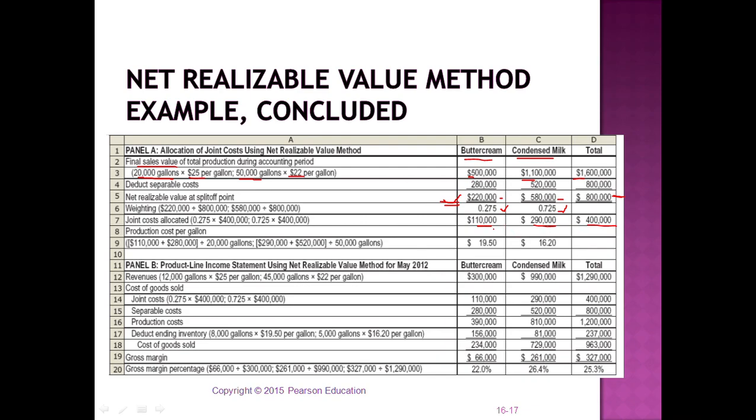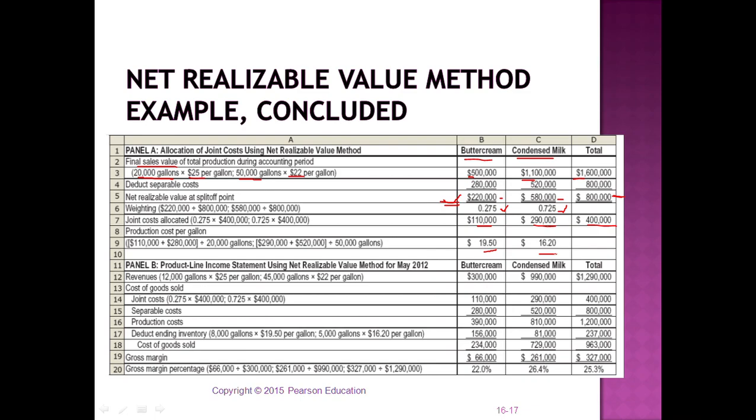So 110 divided by the number of units produced, 20,000 gallons, gives $19.5 per unit. 290 divided by 50,000 gallons gives $16.2 per unit.